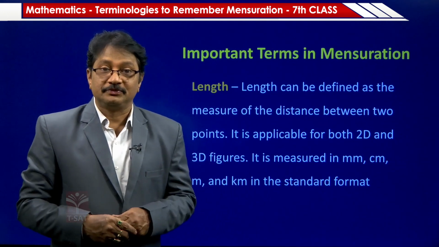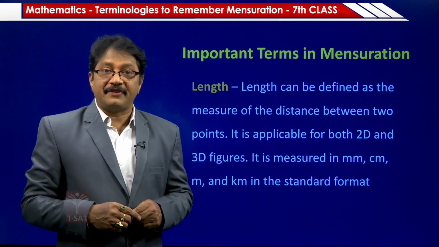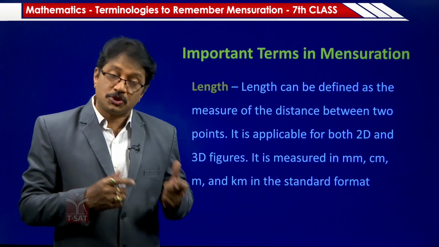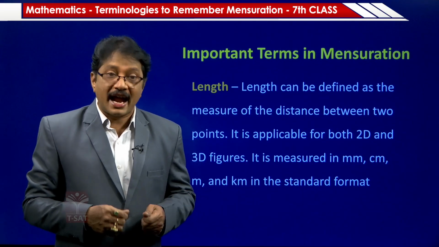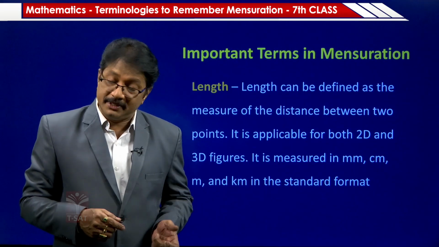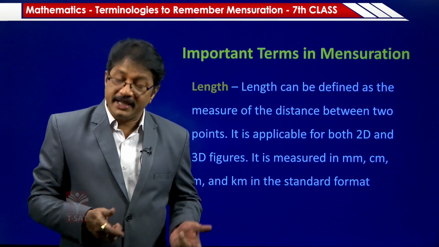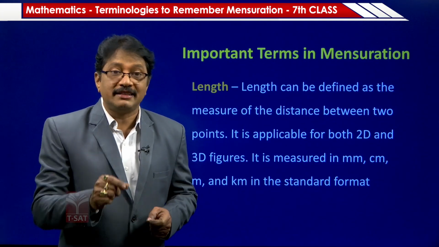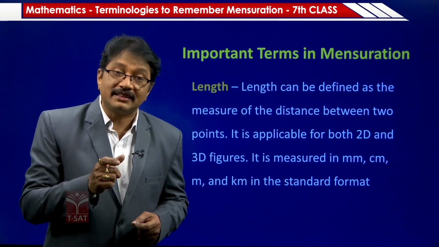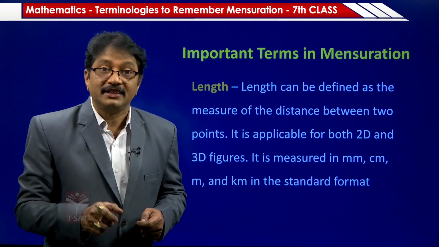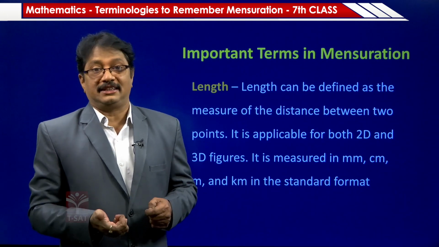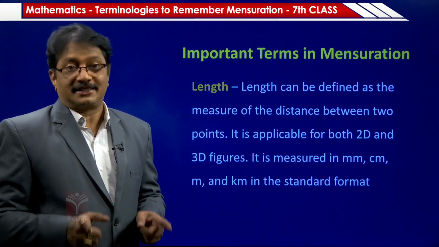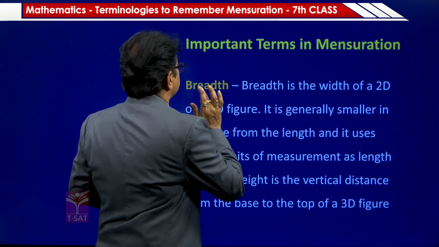About length. What is length? Length can be defined as the measure of the distance between two points. It is applicable for both 2D and 3D, two-dimensional and three-dimensional figures. It is measured in millimeters, centimeters, meters and kilometers as per the standard format. So the length of a rectangle, the length of the side of a square, the length of the cuboid, you can say the length. So length is the distance between two points, two corners. Clear? Okay. Now moving to the next.